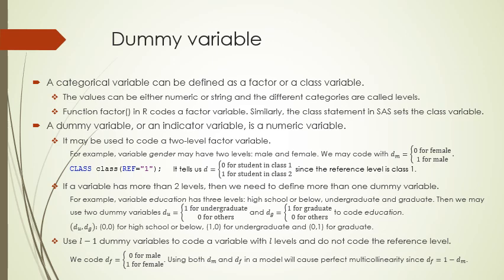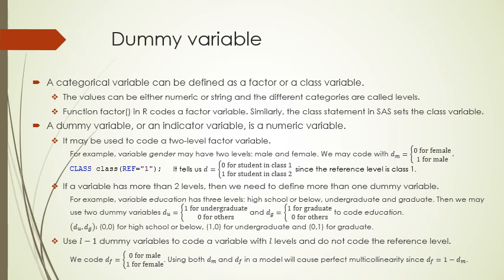A dummy variable or an indicator variable is a numeric variable. It may directly be used to code a two-level factor or class variable. For example, variable gender has two levels, male and female. Then we may encode it using a dummy variable dm, which is 0 for female and 1 for male.